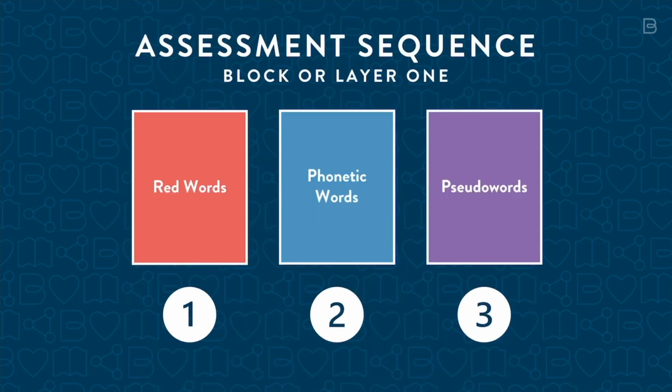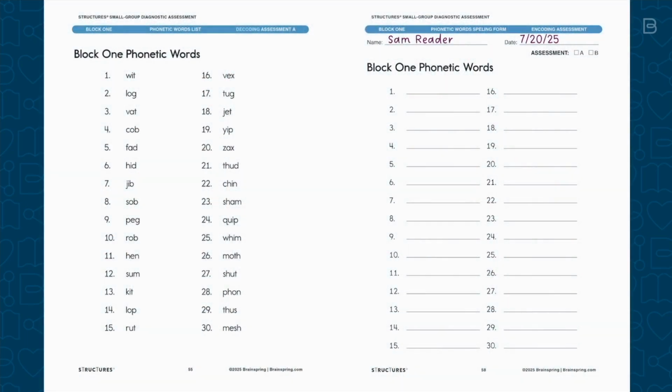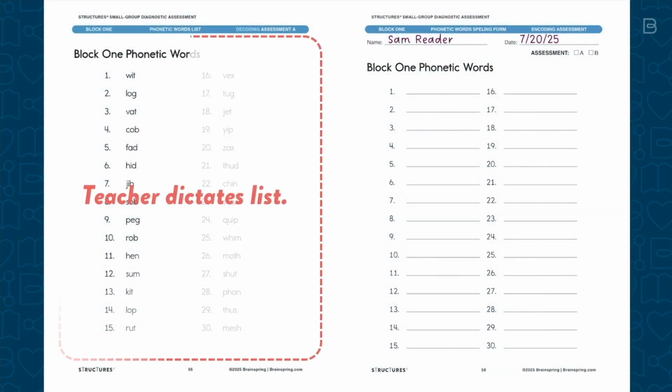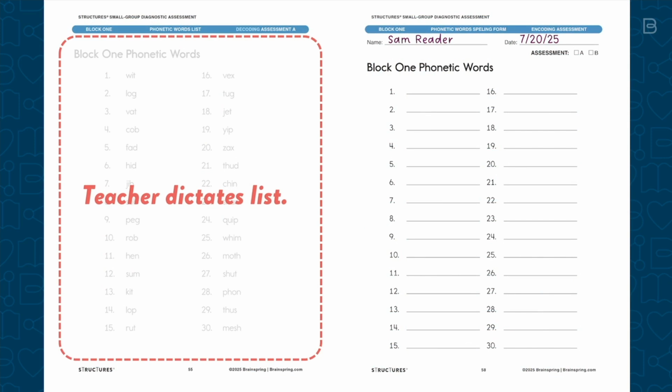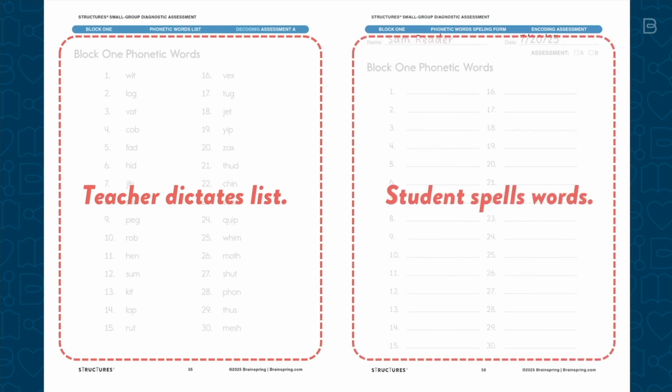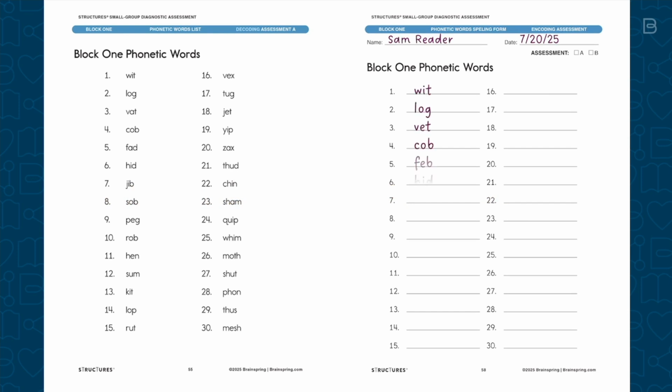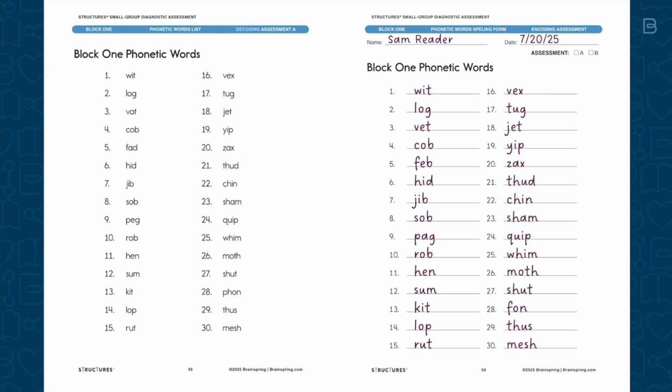All right, so in that sequence, I've now assessed my red words, so I'm going to move on to my phonetic words. When assessing those phonetic words, I'm going to dictate the word, and my student will write them. Sam is my student. He's writing them on his phonetic word lists. For a spelling assessment, I'm going to let him do the entire assessment, and then I will score his responses.